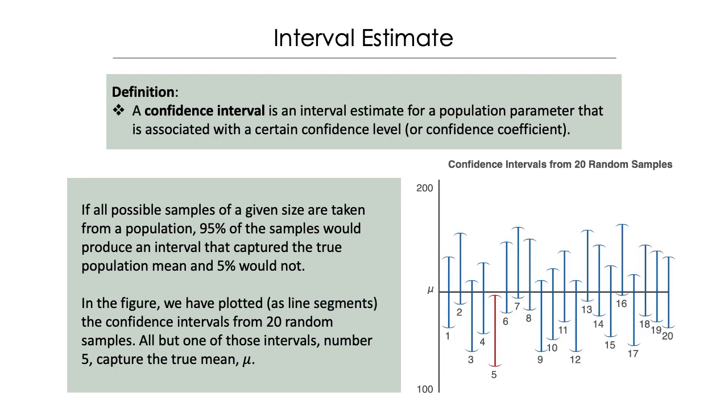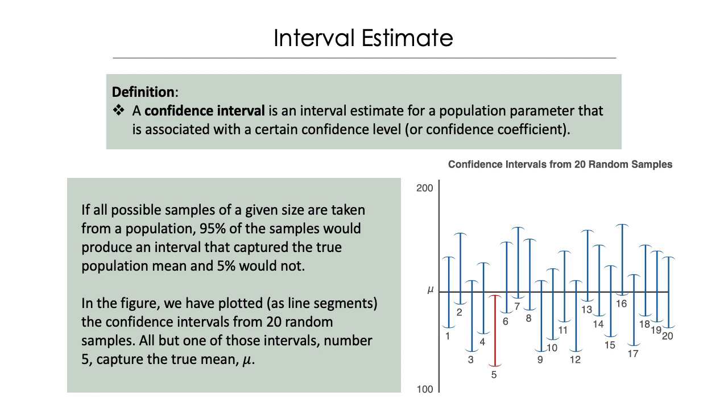A confidence interval is an interval estimate for a population parameter that is associated with a certain confidence level or confidence coefficient. If all possible samples of a given size are taken from a population, 95% of the samples would produce an interval that captured the true population mean, and 5% would not.